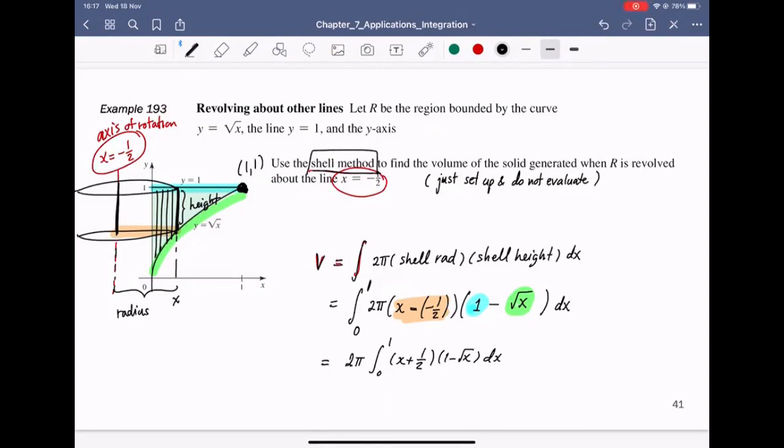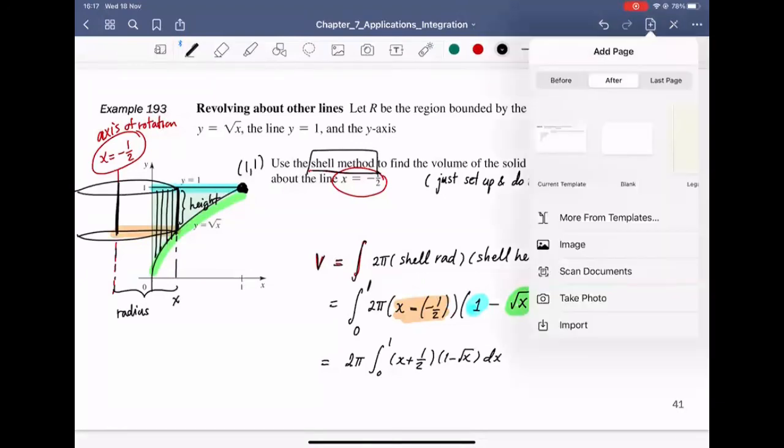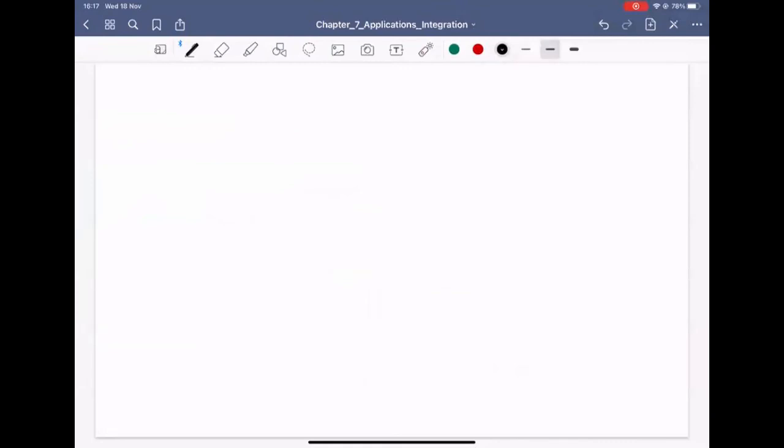And okay, one more good news. We're going to give you the double angle formula and the half angle formula on the exam. So you do not need to memorize those two trigonometric formulas. So this is good news for you.